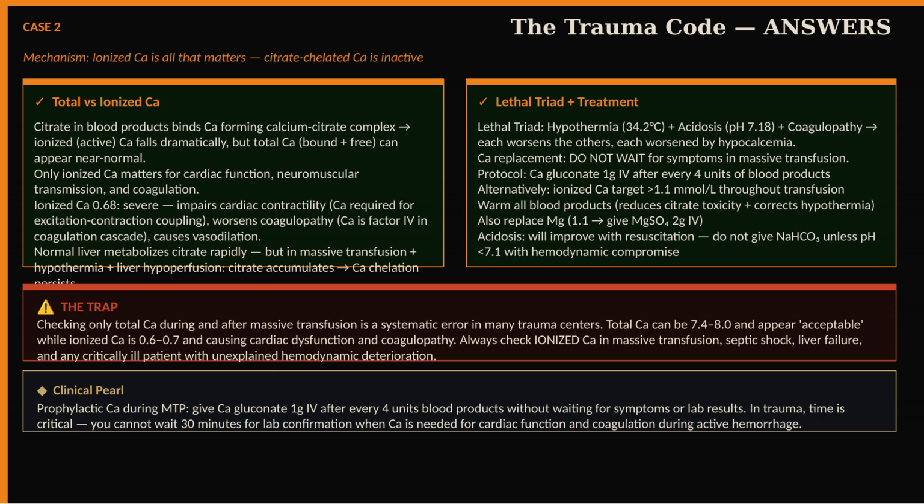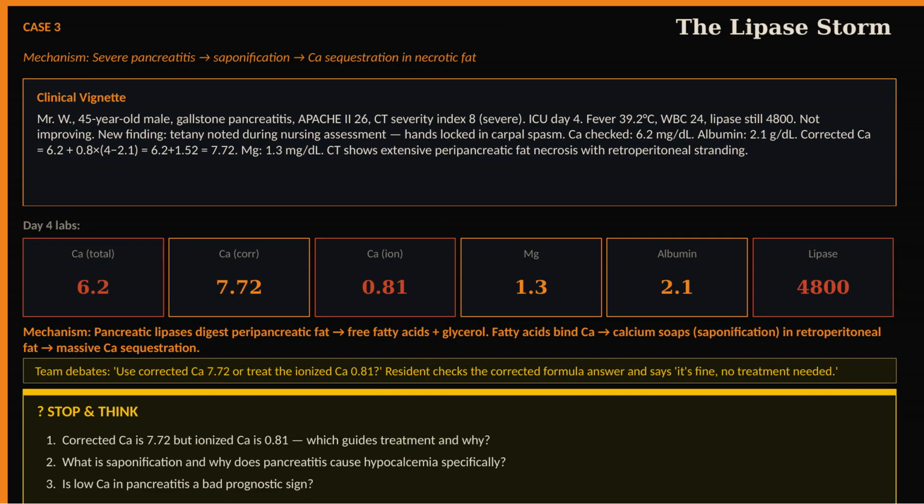The trap, common across trauma centers: checking only total calcium. It reads acceptable, at 7 point something, while the ionized sits at 0.6 and quietly wrecks the heart and the clotting. Mr. W, 45, severe gallstone pancreatitis. APACHE II of 26, CT severity index of 8. ICU day 4, and he's not improving.